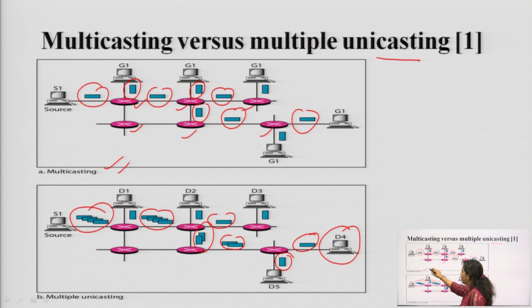In case of multicasting, you can see that a single packet will be transferred to this point and this point. Now, this packet is received over here, and it will again be transferred to this point and this point. So, there are 3 different outputs of this particular router. Then this packet will be received and transferred to this G1 point only. This packet will be transferred to this one and this one. So, this is the case for multicasting.